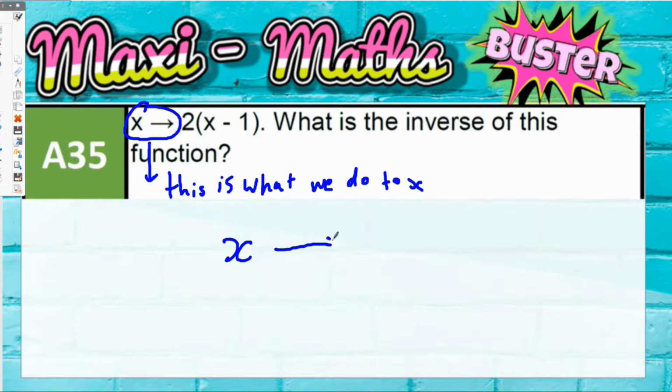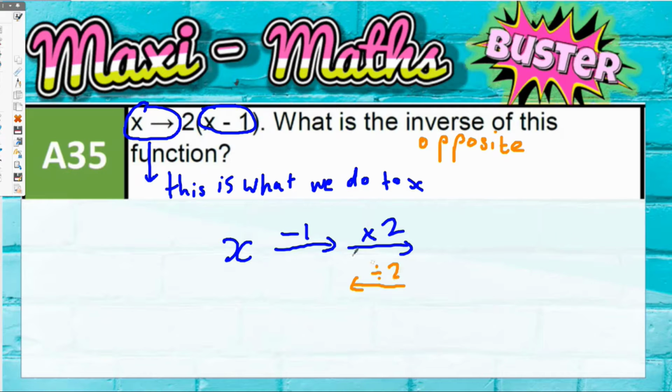then we are subtracting one, and then once we've subtracted one, the whole thing is then times by two. And we want to give the inverse function. So inverse basically means opposite. So you just reverse your number machine. So the reverse of times two is divide by two, and the reverse of take away one is add one.